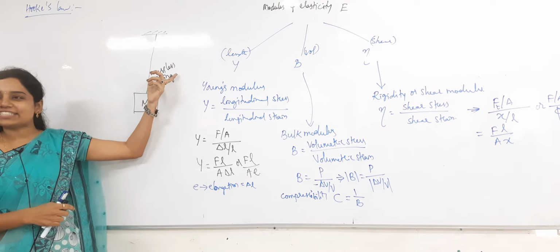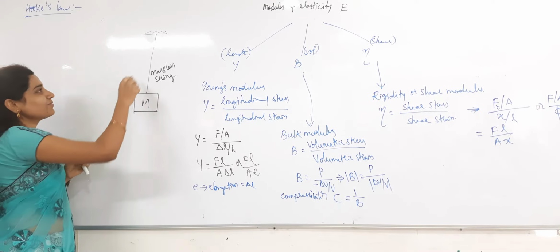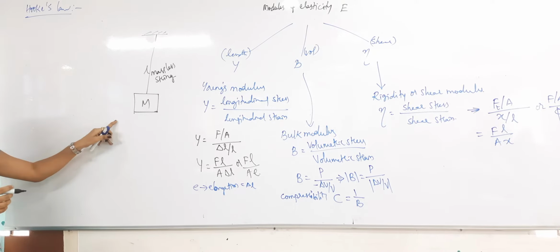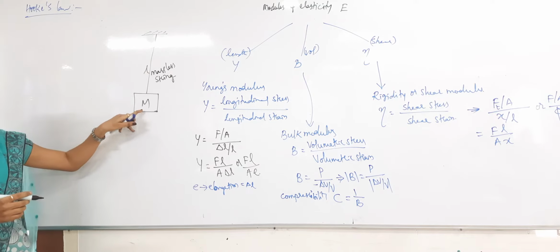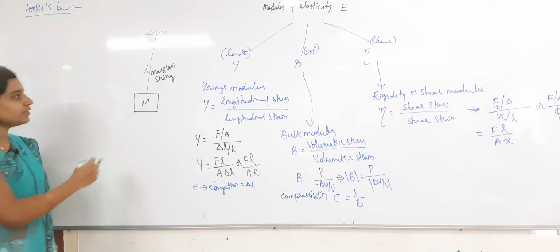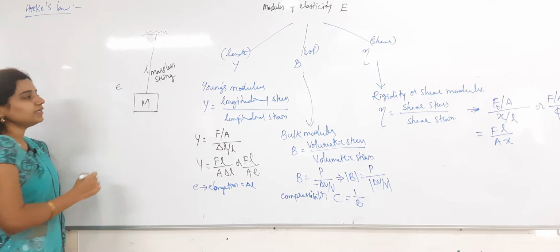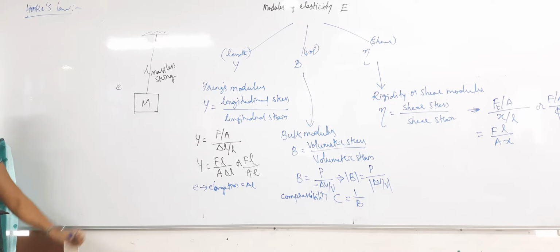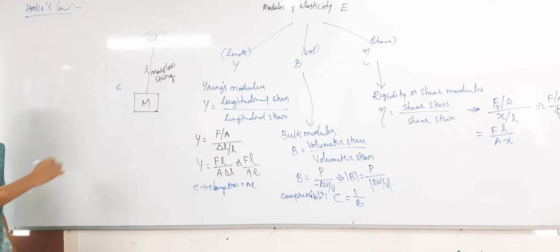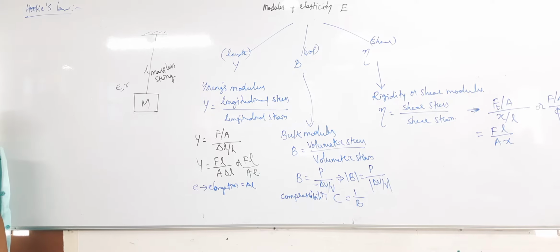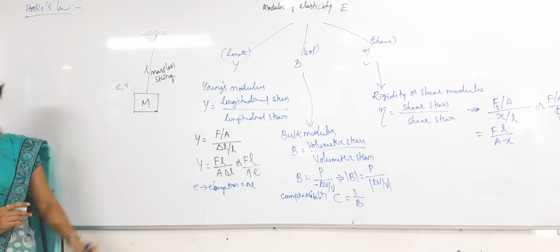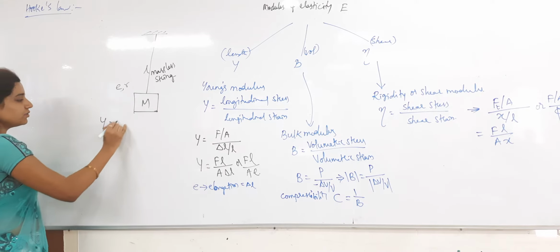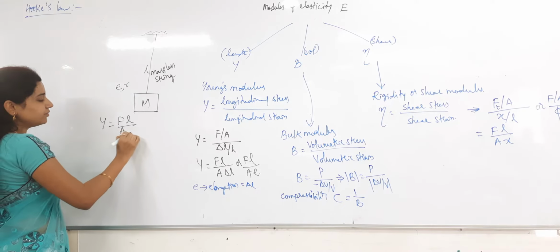So here, a massless string of length L I have taken. One end is fixed at the rigid support, another end is hanged by a mass of how much? M. Now the elongation, how much am I taking? Elongation is E, and the radius of this string is smaller. Now you have to determine the Young's modulus. What is the formula? Y is equal to FL divided by AE.